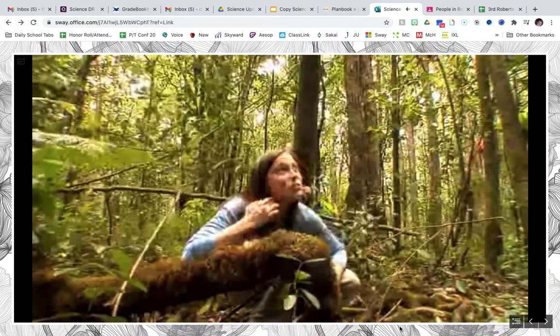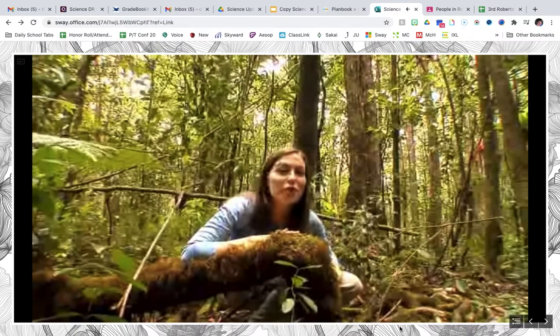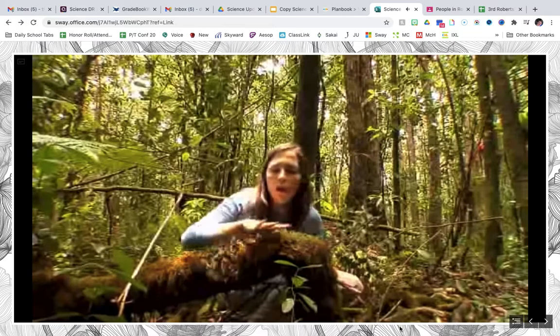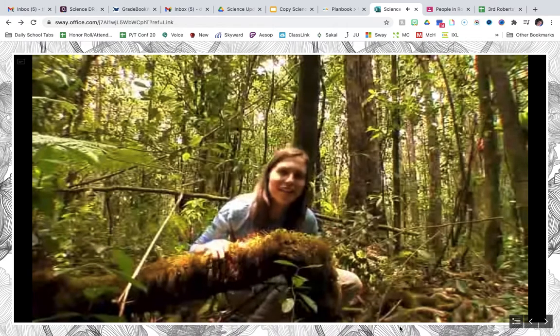So this is what scientists would call mature forest. It's over 300 years old. It might be hard to imagine, but this whole area was once barren lava rock. Let's go check it out.